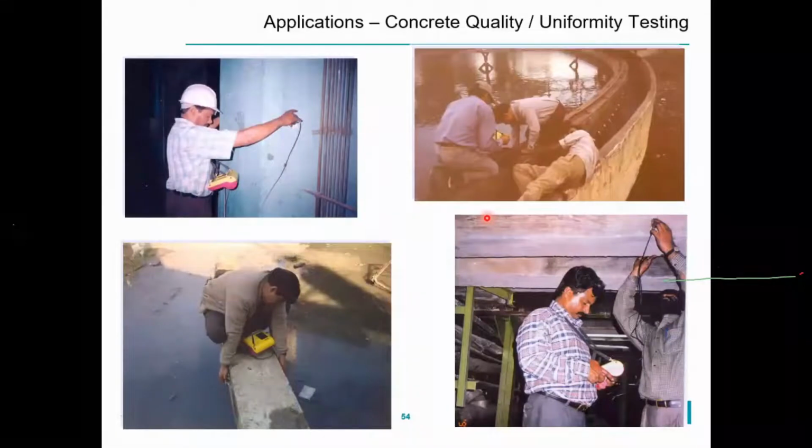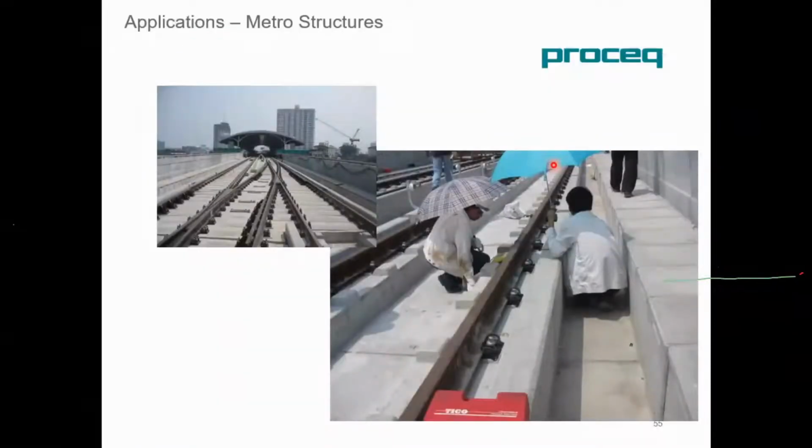Application, concrete quality and uniformity testing. So you can see a lot of UPV testing being done to check the structural integrity and uniformity on a column, on a beam, on a water tank here, right? So a lot of measurement being done. On a metro structure, so these are pictures given to us by our customers taken some years back. I think they're using the older version, the TICO, right? So this is a metro segment in Thailand, Bangkok, right? This is a measurement on the structure.